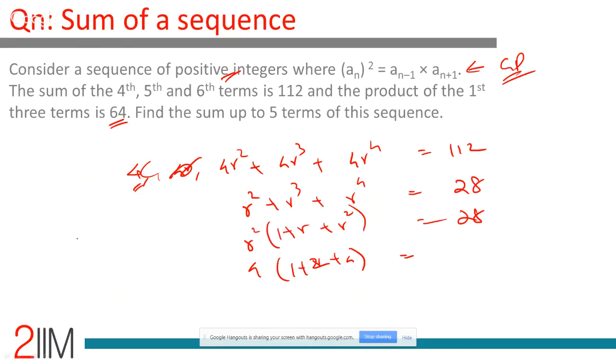The sequence: second term is 4. Third term is 8. First term is 2. 16, 32. We're adding 5 terms of the sequence: 2, 6, 14, 30, 62.